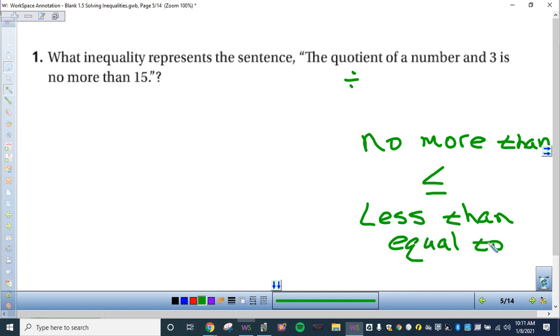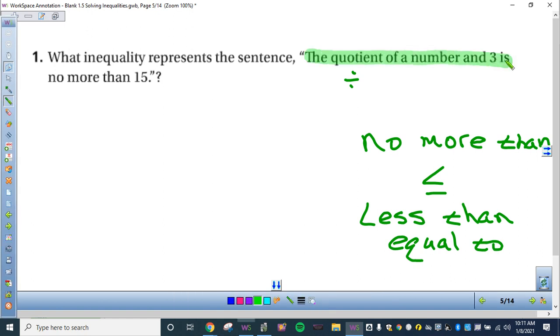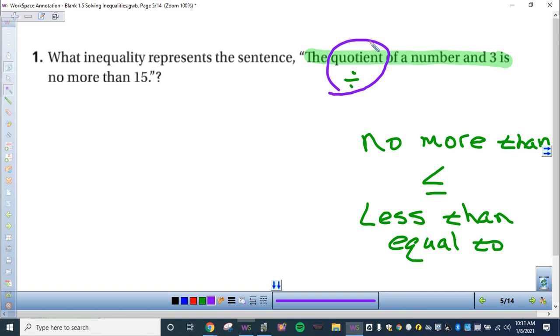So when it's written like this, with the quotient of a number and 3, this is what I visualize with these kinds of problems. The quotient, that's my add, subtract, multiply, divide. They could have a problem similar to this that would say the sum of a number and 3, the product of a number and 3. This is the method for these kinds of problems. You take that quotient and you put it where the "and" is.